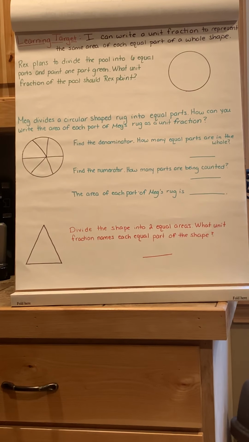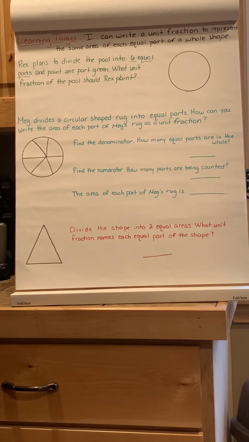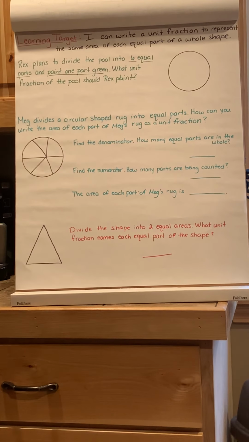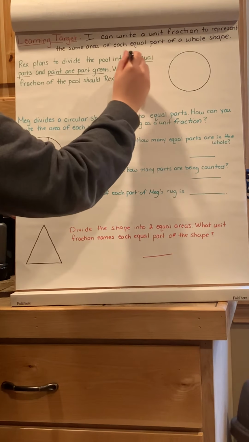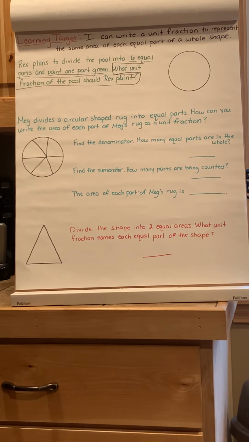Rex plans to divide the pool into 6 equal parts and paint 1 part green. What unit fraction of the pool should Rex paint? So here's our question. What unit fraction of the pool should Rex paint? I need to remember that unit fraction. That's when my numerator is always 1. My denominator is how many equal parts I'm splitting a shape into, or how many equal parts this shape is already split into.